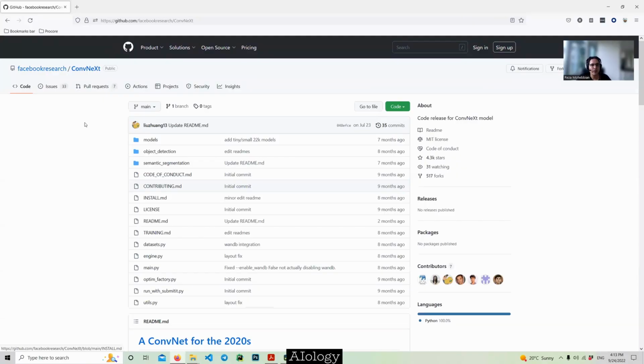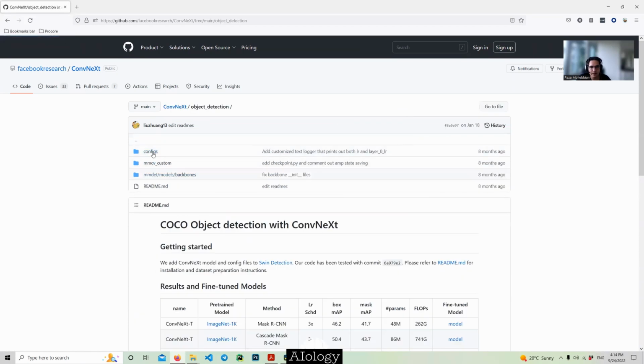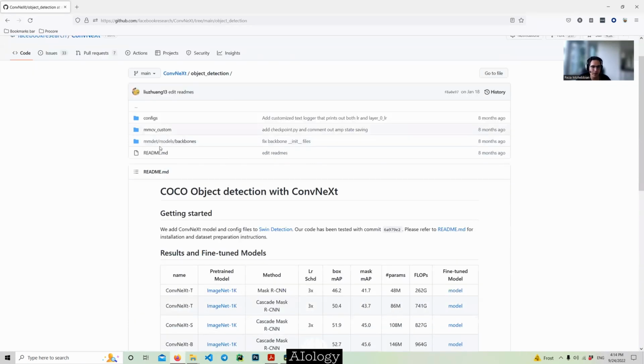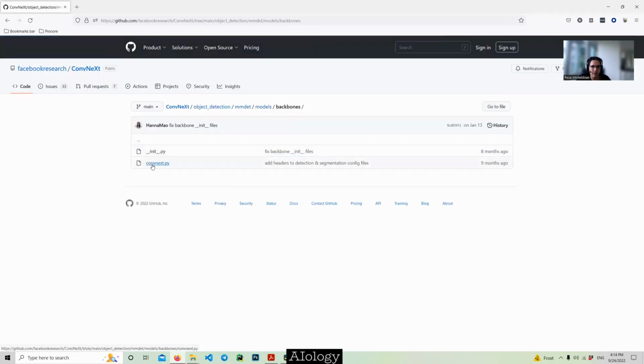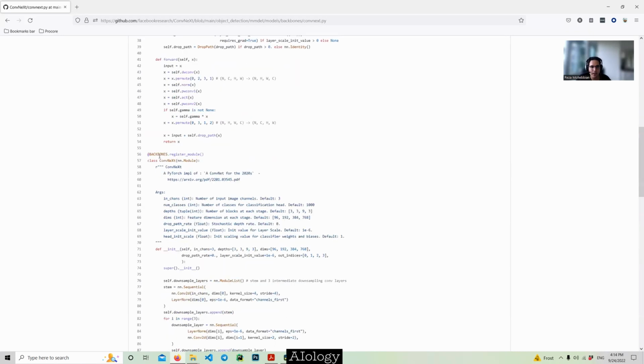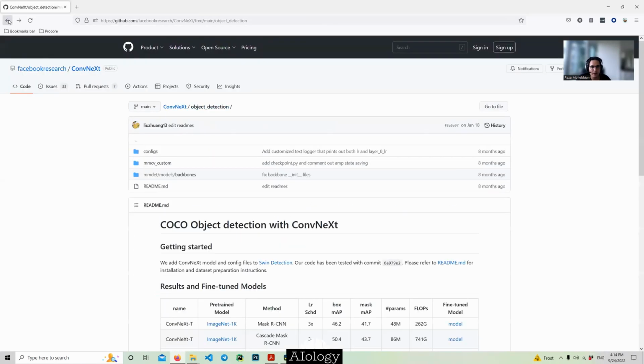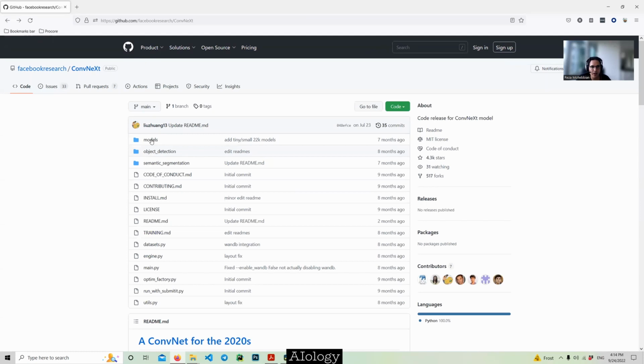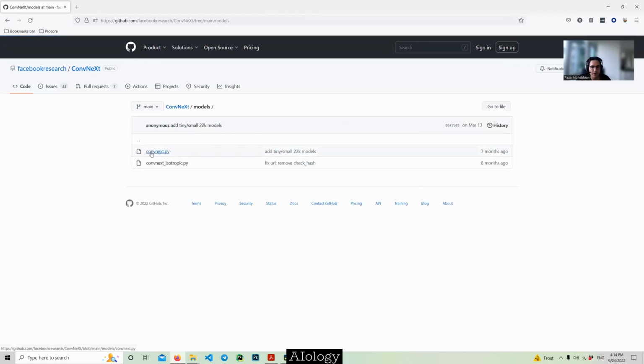So if we search on Google for ConvNeXt, we will see the Facebook Research ConvNeXt. I just want to walk through it. You can see different kinds of things. For example, they used a detection library, and there are some backbones for using ConvNeXt in detection and stuff like that. And the main thing we should see is the main ConvNeXt model here.